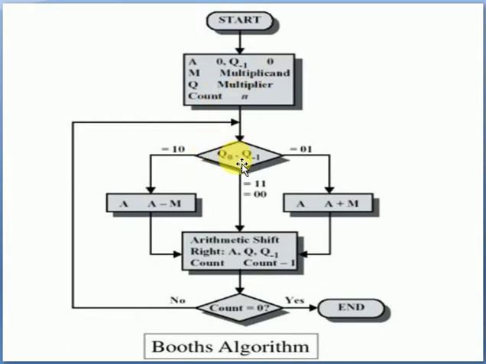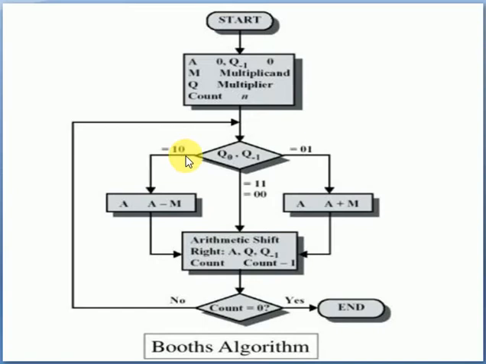Okay, this diamond symbol shows the condition, if Q0 and Q minus 1 is equal to 0 1. If the bit pair here is 0 1, then we have to apply the operation A equals A plus M, and then take the arithmetic right shift. We shift the values by 1 bit in A, Q and Q minus 1, and decrease the count from n to n minus 1. Then check whether the count is 0, if no, then again go to the condition and check again. Now what are the values of Q0 and Q minus 1?